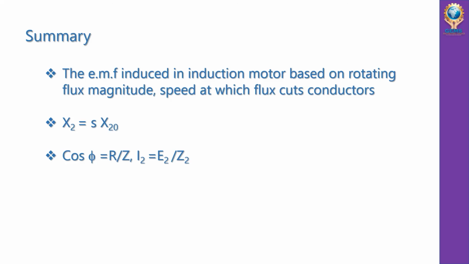The EMF is based upon two things: one is the rotating flux magnitude, and then the speed at which flux cuts the conductor. Then X2 equal to s into X20, that is the initial reactance. After that, cos phi equal to r by z and I2 equal to E2 by Z2. Here E2 value will be s into E20, divided by Z2, whose value is under root of R2 square plus (s into X20) whole square.